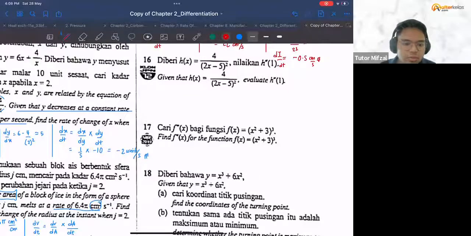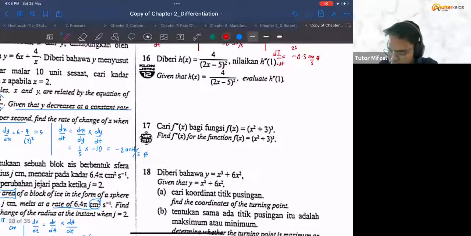Okay, so now let's go over question number 16. Given that h(x) is equivalent to 4 over (2x minus 5) squared, evaluate h double prime of 1. First of all, you guys have to differentiate it twice, and then you enter the value of x equivalent to 1 into the double differentiated equation. So the way that you can do this is by taking h(x).